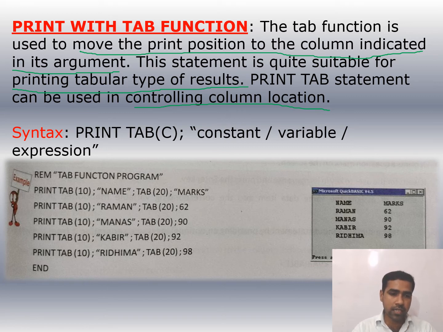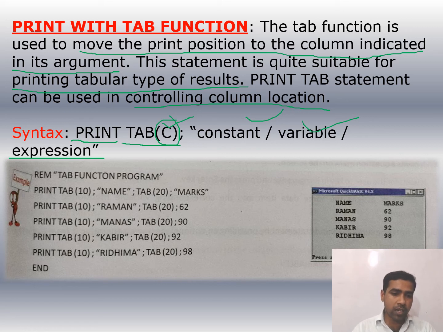Yes, here is the syntax: PRINT. So you have to write the print command, then the tab command also you have to write. This C in tab means column, it will display the column. Print TAB, then the column you have to write, then a constant or a variable you have to define, and then you have to write the expression. So this is the syntax. In this way, using the syntax only, you have to write the program.